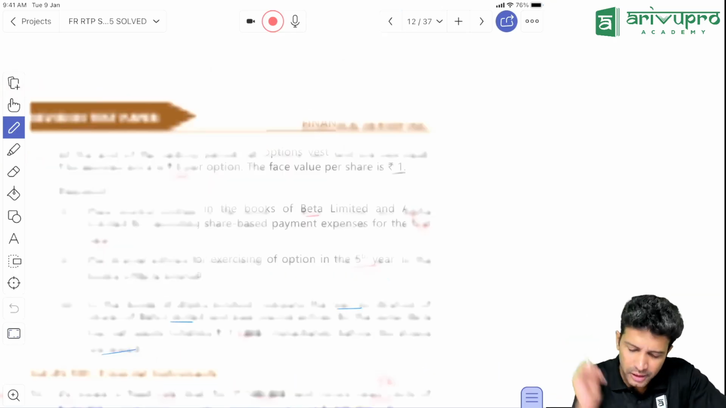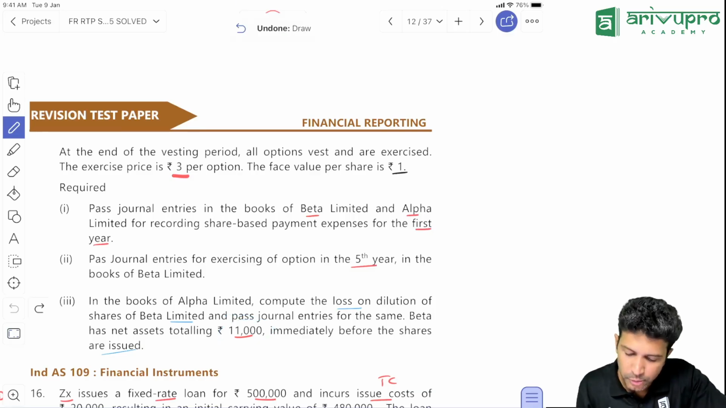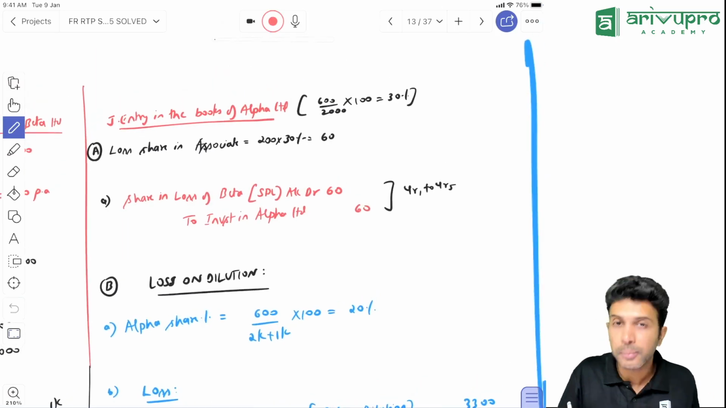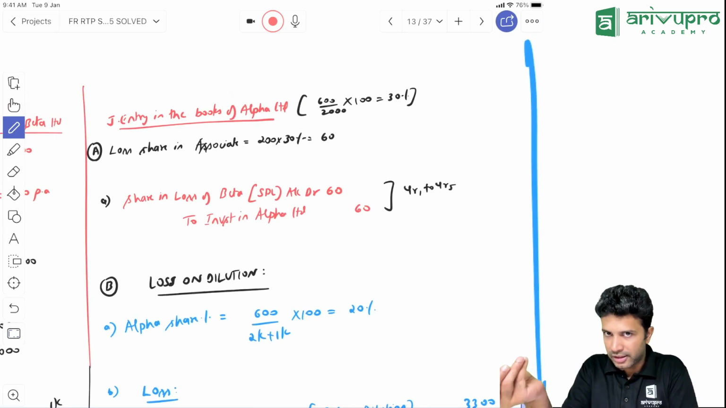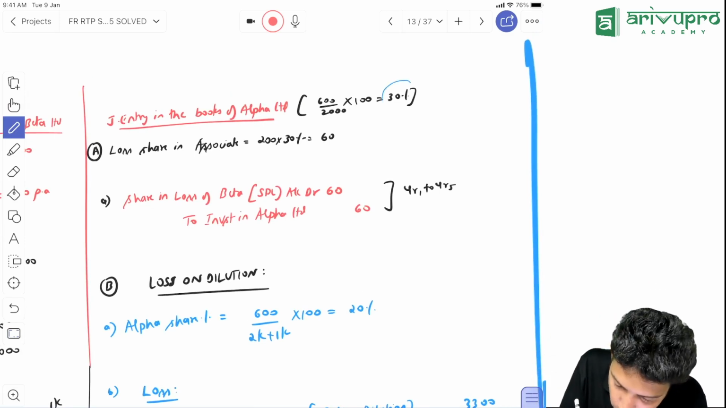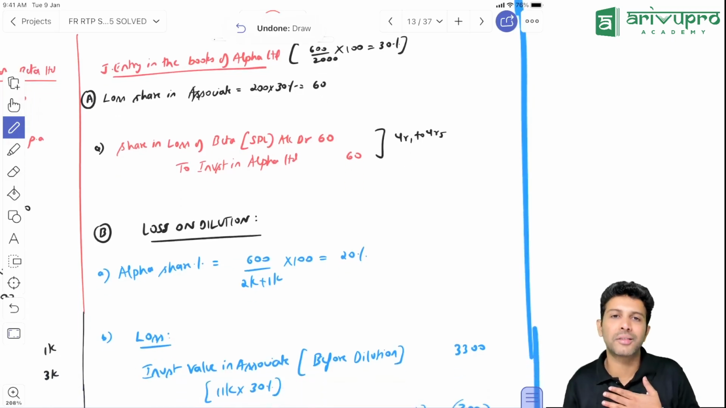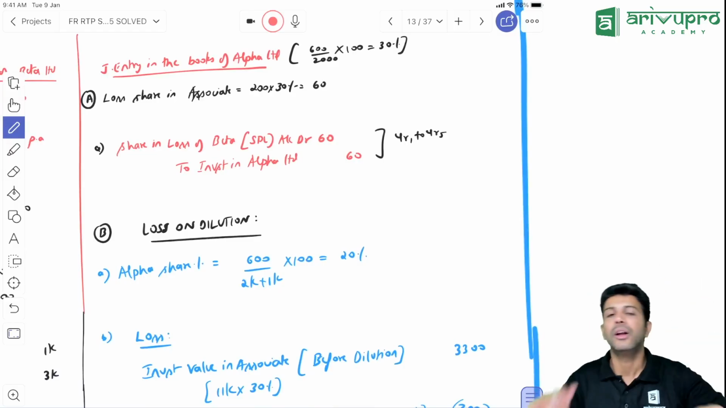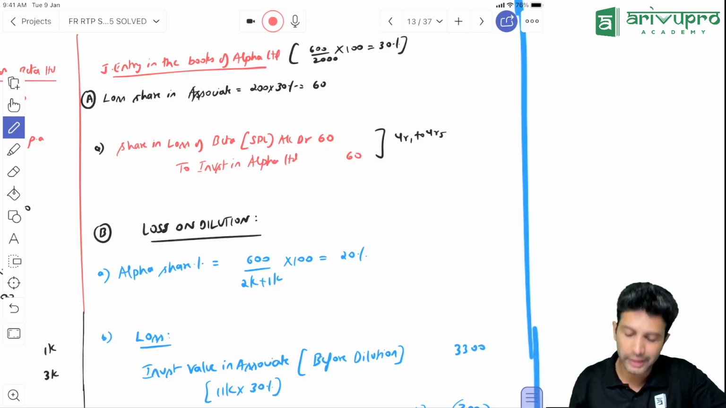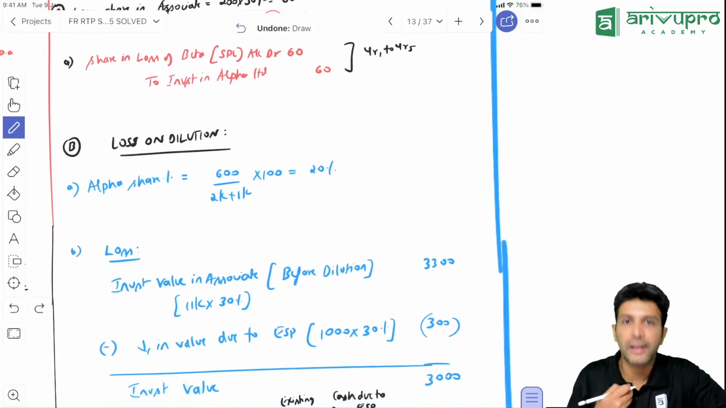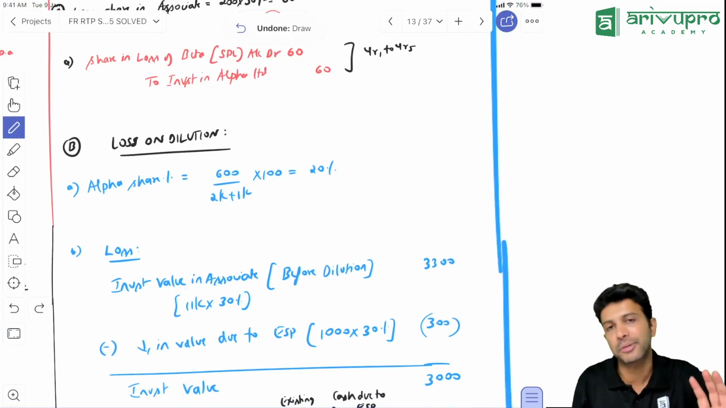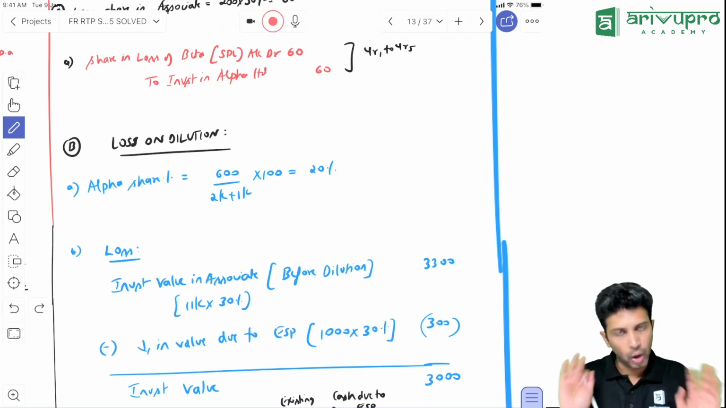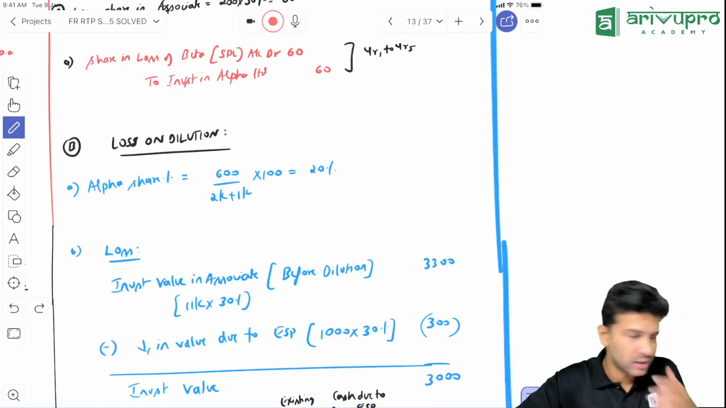How? Simple. What are the associate company's net assets before the shares are issued? 11,000. This is before the employee share issue option. And before the shares are issued to the employees, our stake was 30%. Whenever you buy equity shares of a company, you get a share in that company's net assets. So net assets were 11,000 and our stake was 30%, which means the value of our investment is 3,300.